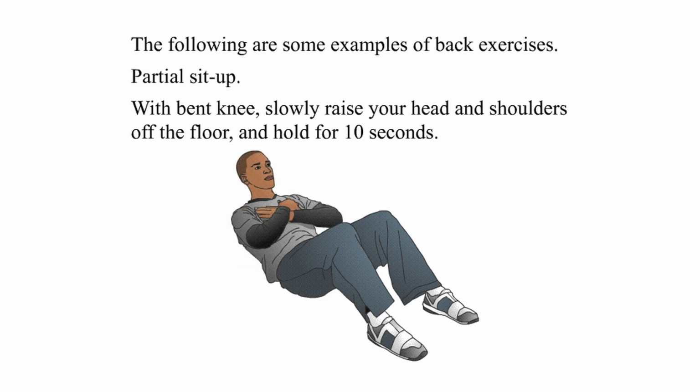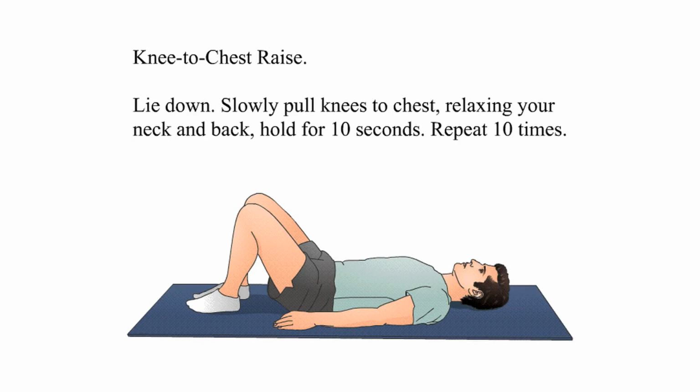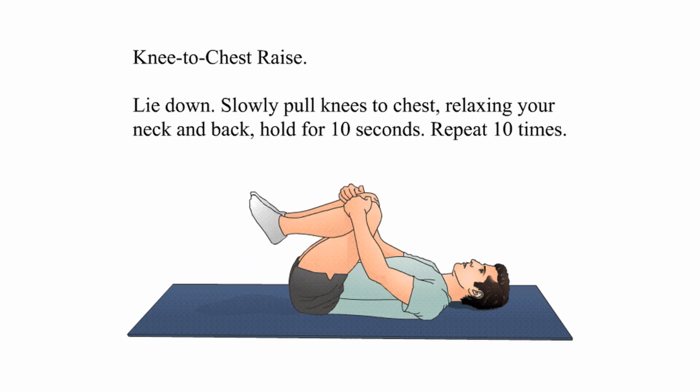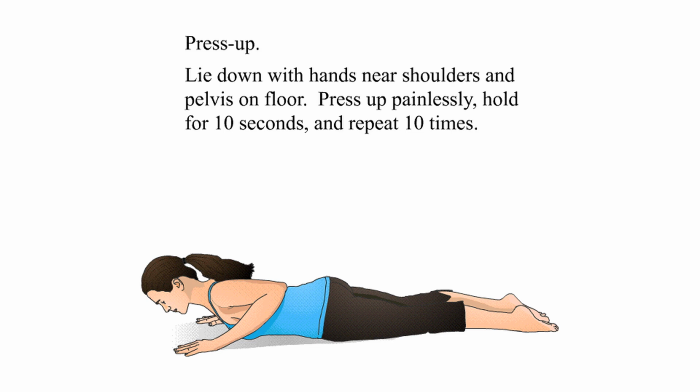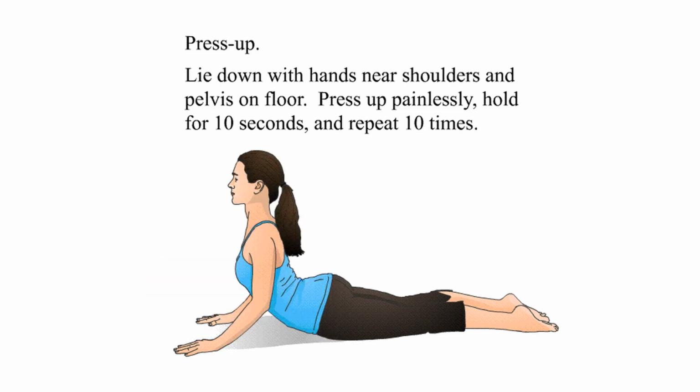Partial sit-up. With bent knee, slowly raise your head and shoulders off the floor and hold for 10 seconds. Knee to chest raise. Lie down. Slowly pull knees to chest, relaxing your neck and back. Hold for 10 seconds. Repeat 10 times. Press up. Lie down with hands near shoulders and pelvis on floor. Press up painlessly. Hold for 10 seconds and repeat 10 times.